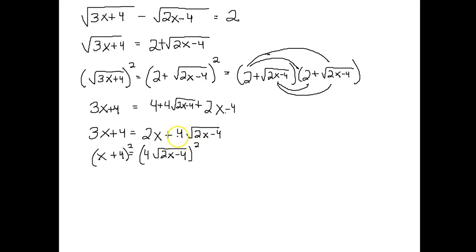If I had left the 2x on the right, I'd have to again FOIL, and that would again leave me stuck with the square root. But by subtracting 2x from both sides and getting the square root by itself, I will, after this squaring, no longer have a square root in the problem. Because on the right side, I square the 4, get 16, times square root squared leaves me 2x minus 4. Just like that.